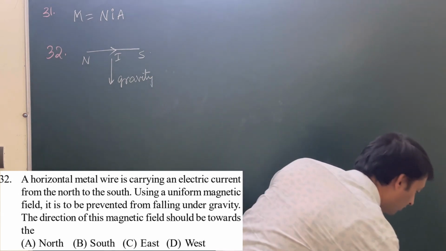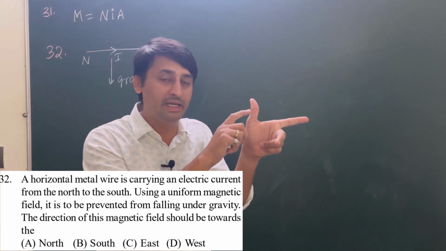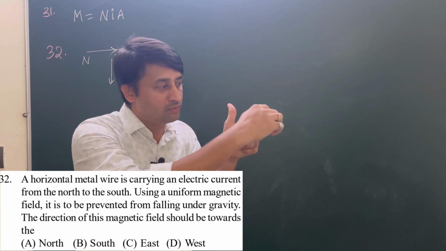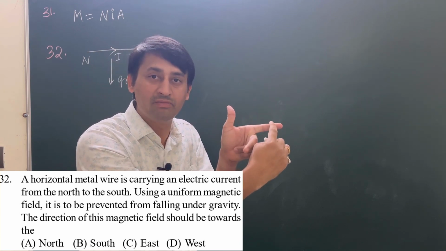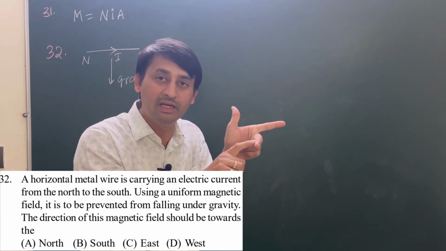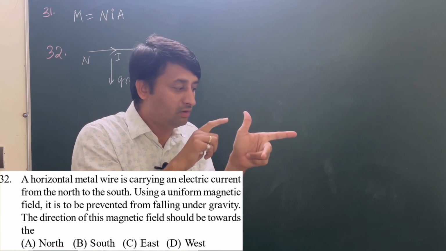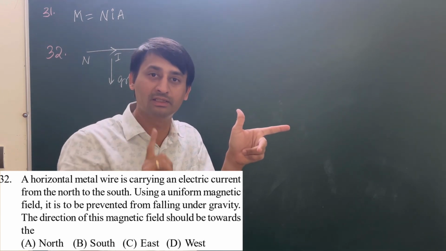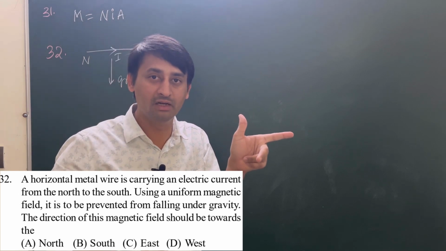From this left hand rule, here this thumb indicates the direction of force. This forefinger indicates the direction of magnetic field. Middle finger indicates the direction of the current here. Now we need the force in the upward direction.